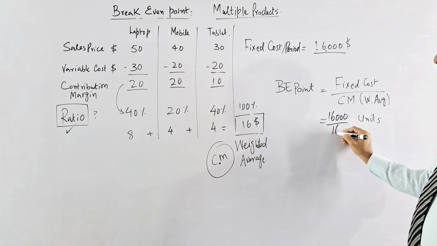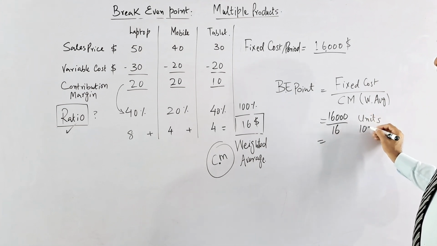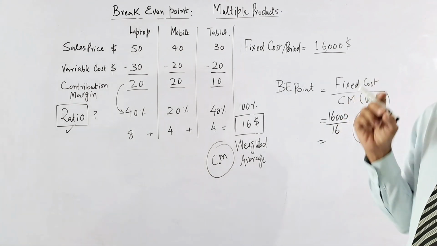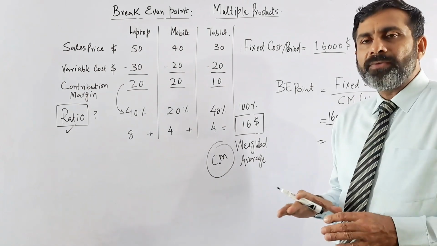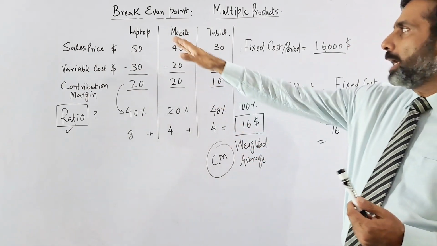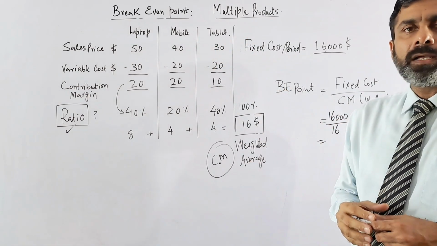16,000, and if we divide it by 16, the answer is 1,000 units. So the break-even point is 1,000 units. They have to sell 1,000 units, but 1,000 units of which product? Laptop, mobile, or tablet? No, it is 1,000 units of all the products.